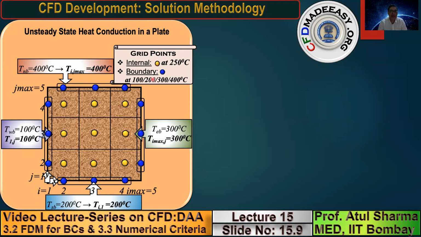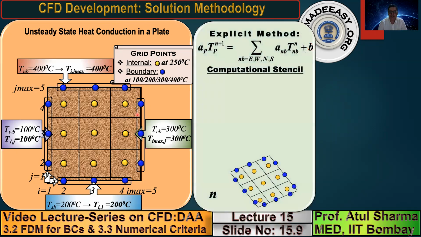If you are using an explicit method and you are given an initial condition, let us suppose you have taken this plate from a furnace at 250 degrees centigrade. So all the yellow circles are at 250, and the blue circles are respectively 100, 200, 300, 400 at the left, bottom, right and top walls. So you know the data for the first picture: all the yellow circles 250, the left one 100, bottom one 200, right one 300, top one 400.